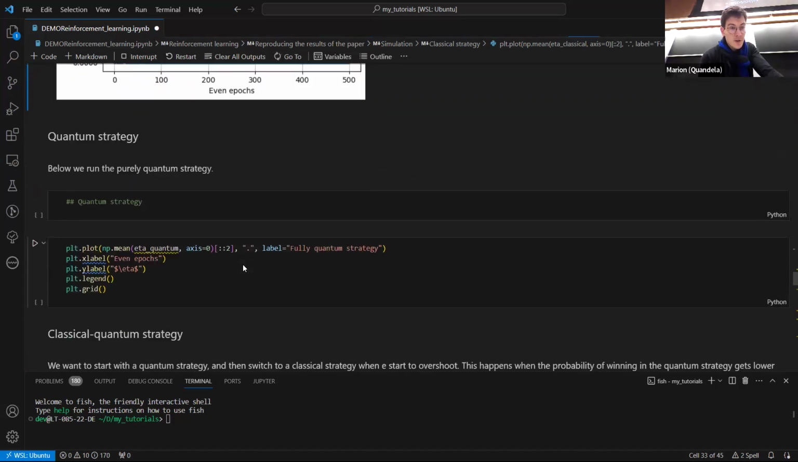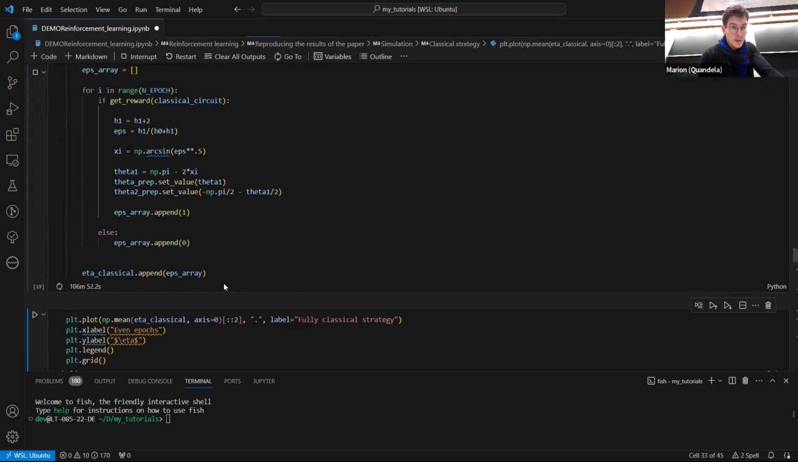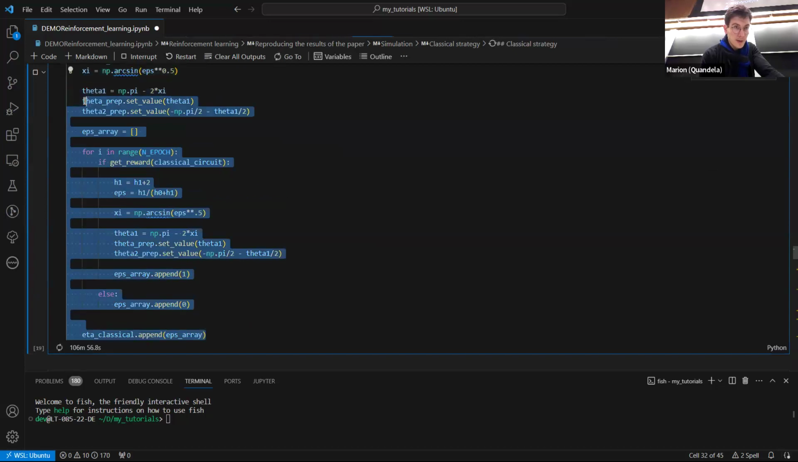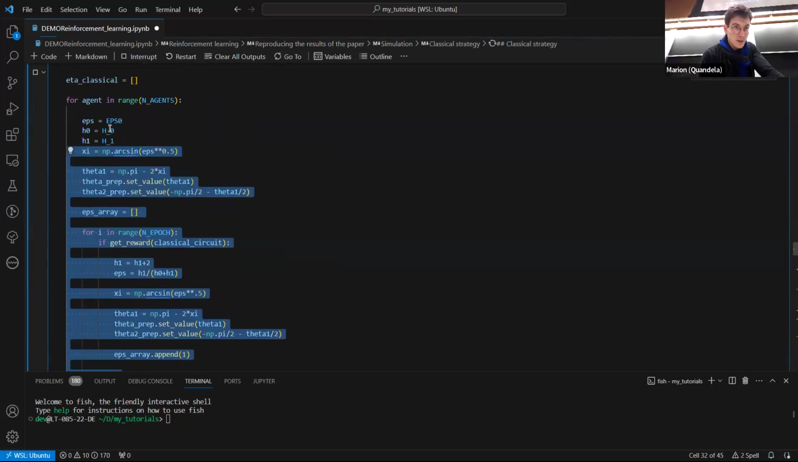And we can do actually the same for the quantum strategy, right? So if I want to do the same for the quantum strategy, I won't bother too much and copy paste almost everything.